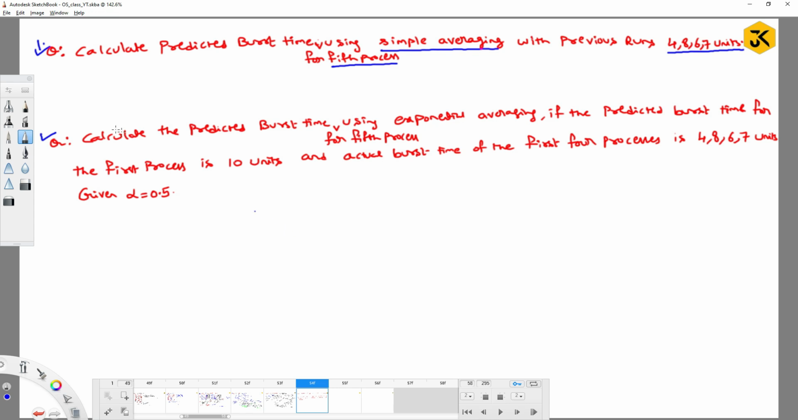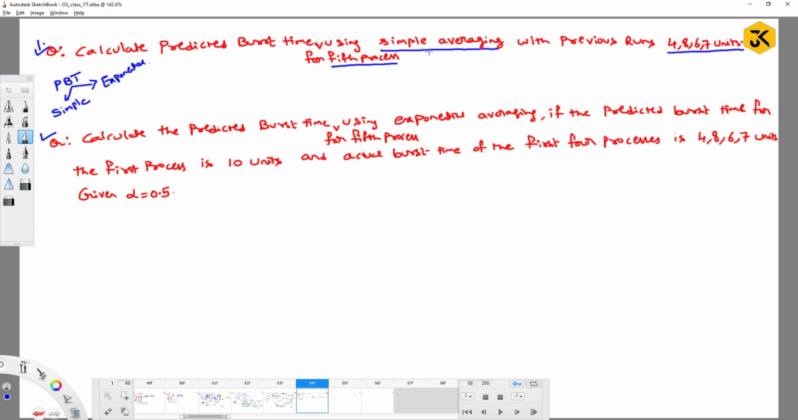Guys, in general, we can predict the burst times of a process in two ways. One is simple averaging, and the other is exponential averaging. If you want to clear the concept effectively, just go through the previous video so that you can get a clear idea about simple averaging and exponential averaging and what their formulas are.